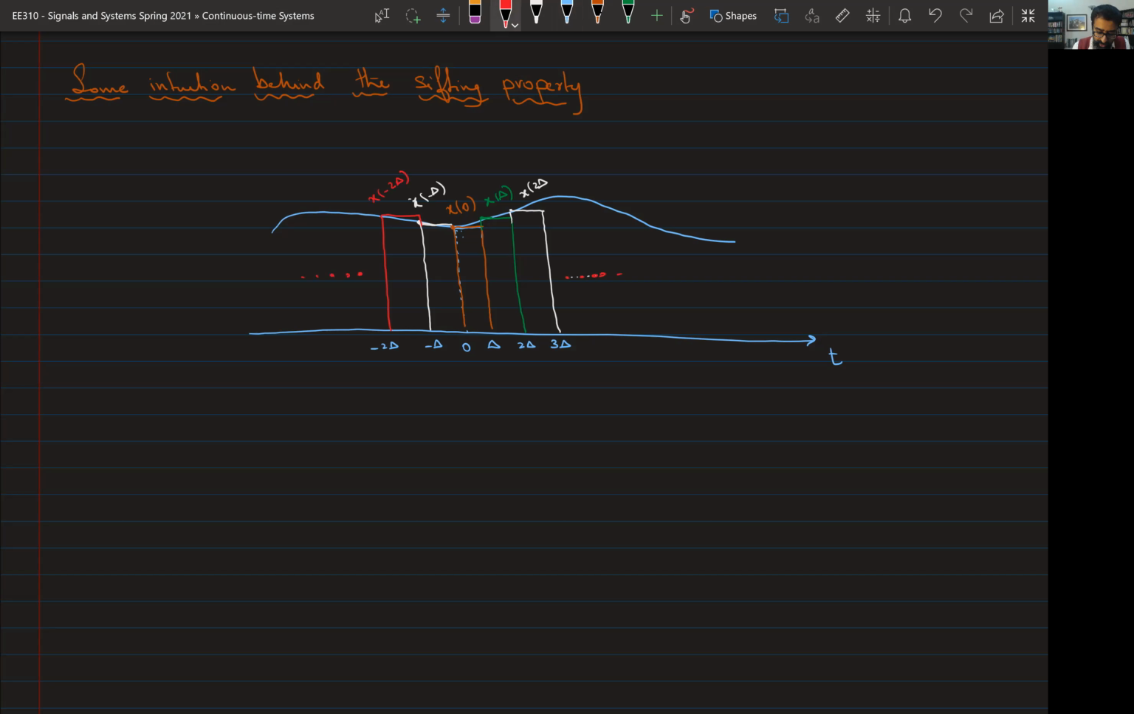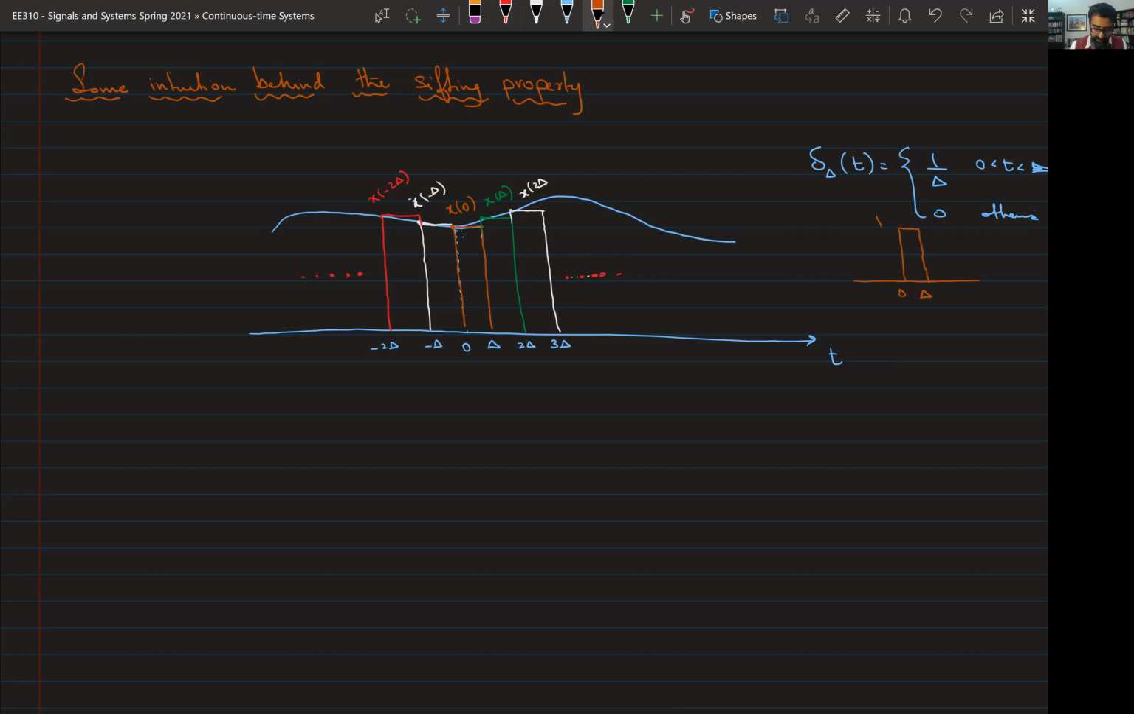For that, I will use the delta approximation that we defined earlier. So recall, the approximate delta signal that we defined was equal to 1 upon delta for 0 less than t less than delta, and 0 otherwise. Which was essentially a pulse of duration capital delta seconds and height 1 upon delta.